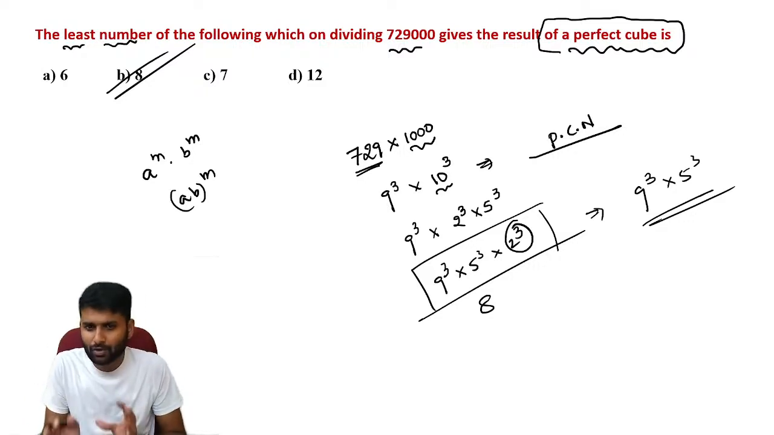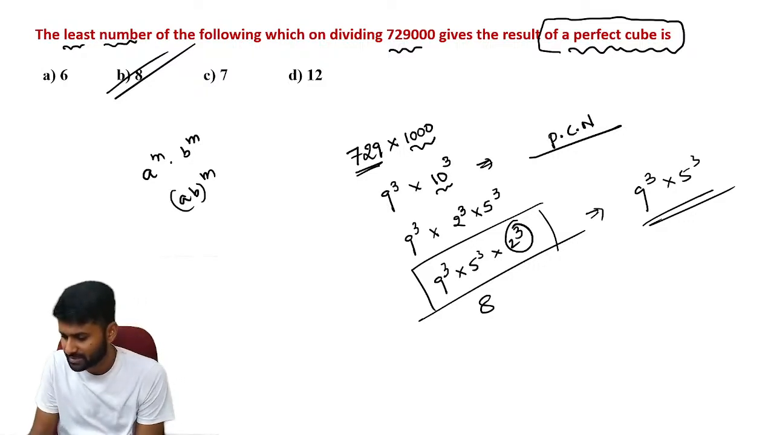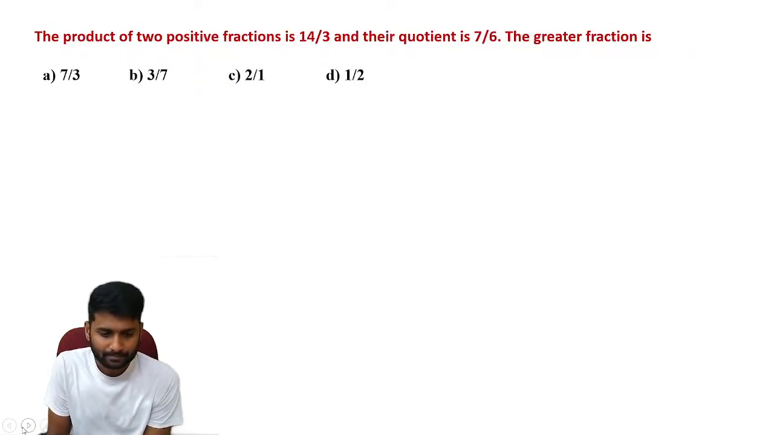Is it clear? So you have to use this property. Conversion is important to solve these kinds of questions. Next.